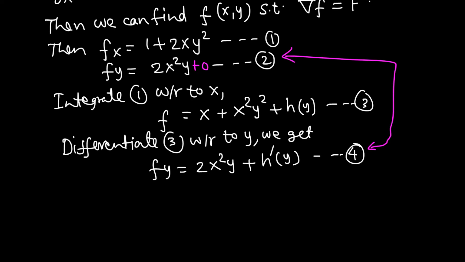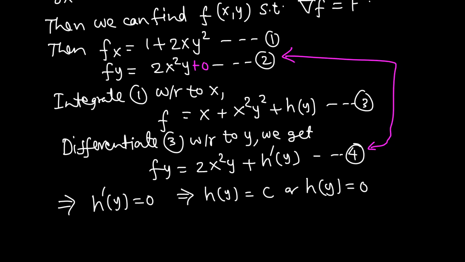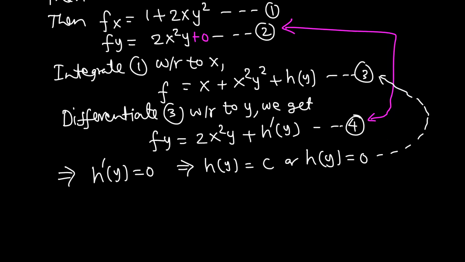Okay, so comparing these two, we get h prime of y is 0, integrate, h of y equals some constant, because the derivative of a constant is 0. In fact, we may take this constant to be 0 because we are finding a potential function. So h of y is just 0. Then plug this into 3, we get a potential function x plus x squared y squared, h of y is 0. Now we have the potential function.